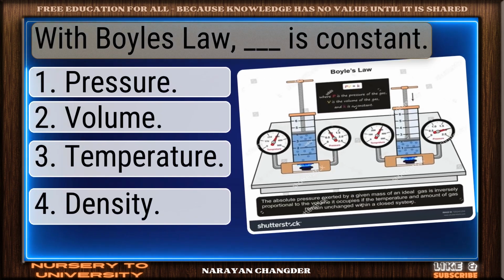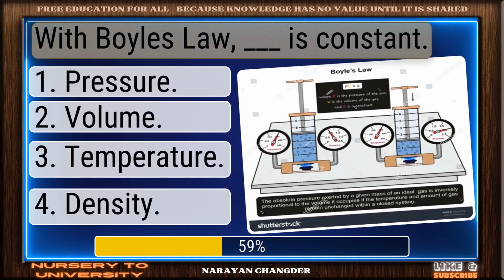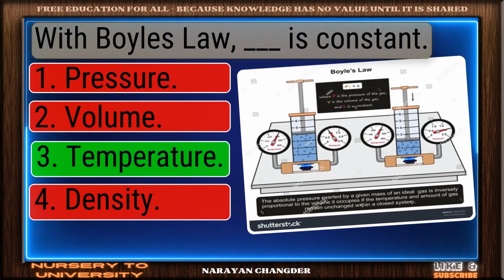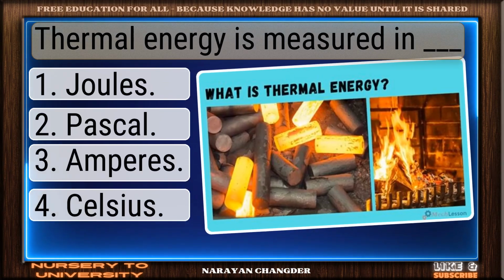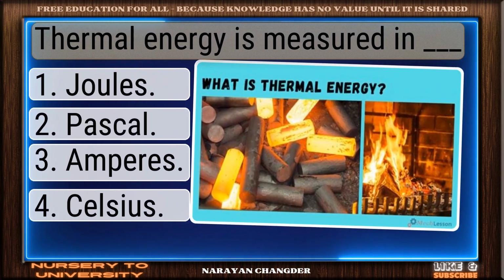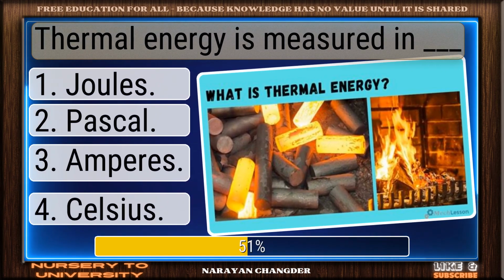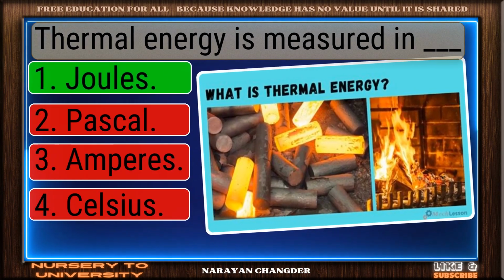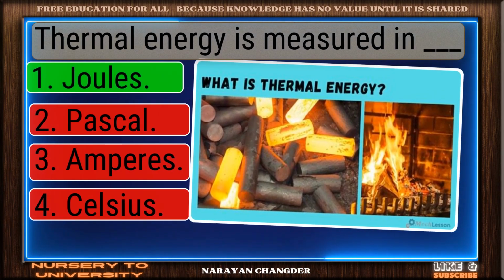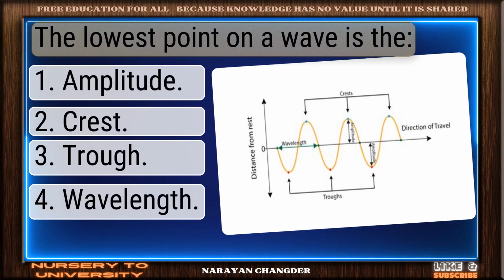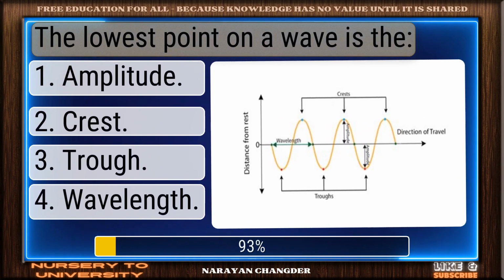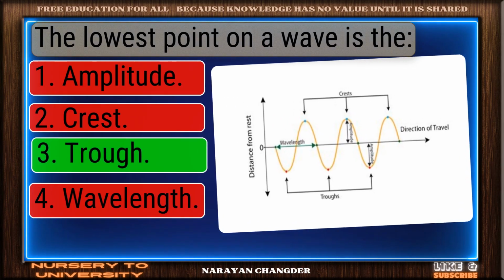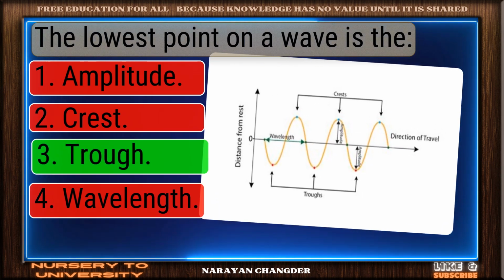With Boyle's law, dash is constant. Good job. Your answer temperature works well here. Thermal energy is measured in dash. Perfect. Joules is the correct choice. The lowest point on a wave is the. Nice selection. Trough is the correct and valid answer.